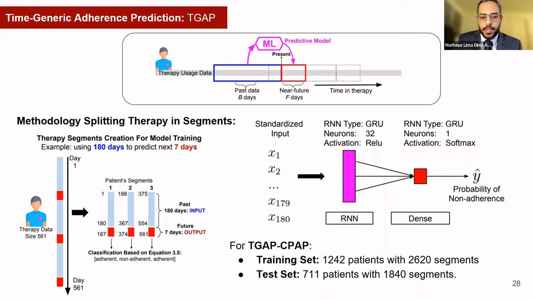And for this approach, what we do is extract segments from patients, right? And in the case for CPAP, we have 1,242 patients, and we extracted 2,620 segments from them. In the same way, we have the test set with just a little bit less number of patients.